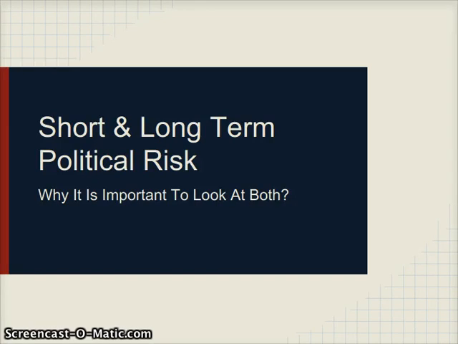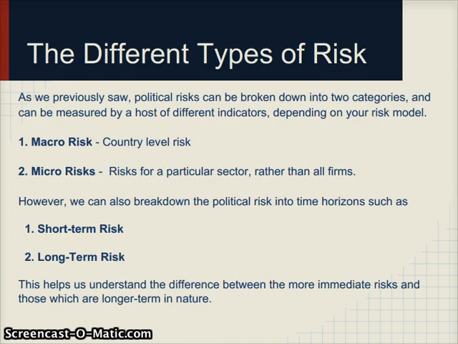Following on from the definition of political risk, this lesson looks at a different way to look at political risk and a different way to interpret it. As we saw previously, political risk can be broken down into two categories: the macro risk, which affects the whole country, or a micro risk, which is a risk for a particular sector rather than all firms operating in that country.